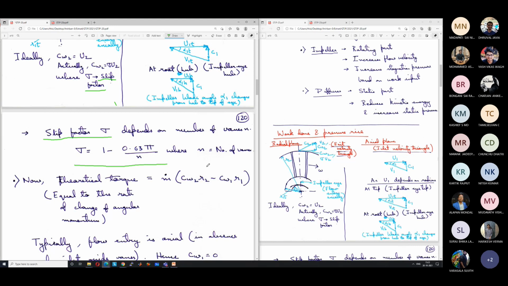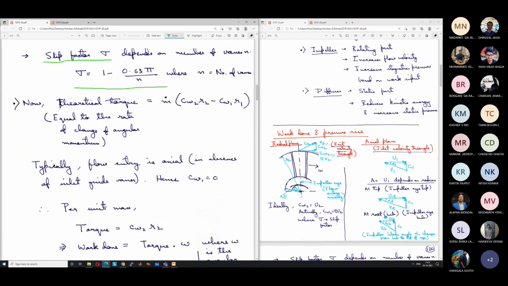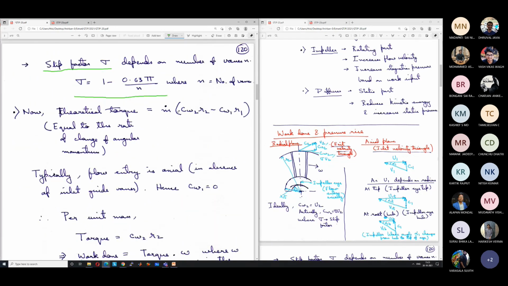the change in angular momentum is Cw2 R2, which is the angular momentum at the exit, minus Cw1 R1, the average angular momentum at the inlet. Multiplied by mass flow rate gives us the torque. This is the theoretical torque. Actual torque, or actual work which we need to provide, will be higher, as we will discuss.